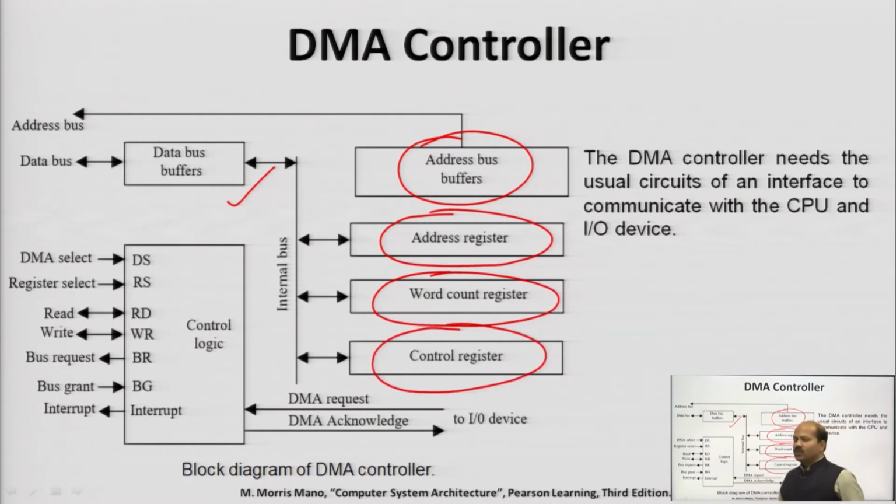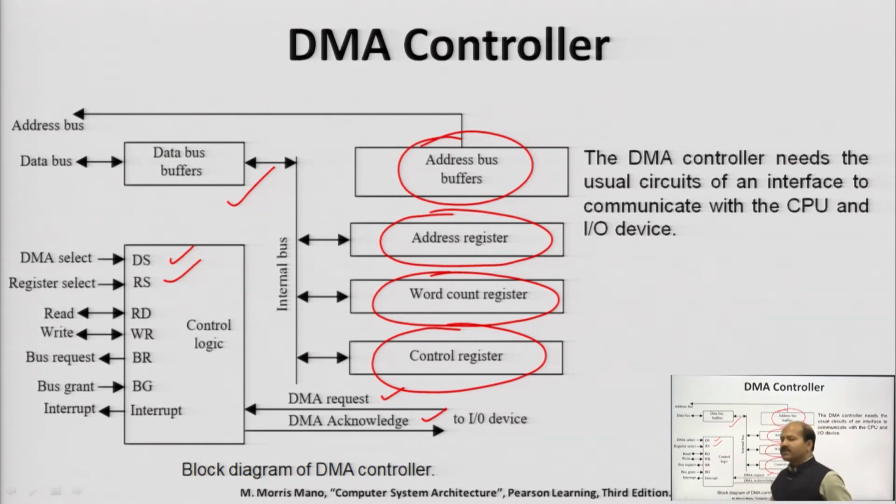And this is the control register, used to store various control signals like read operation, write operation, status flag, etc. So, the control register is used to hold that type of signals. When the DMA is communicating with the IO device, two signals are used: DMA request and DMA acknowledge. Suppose the IO device wants to communicate with the DMA controller. In that case, the DMA request signal is issued by the IO device, and corresponding to that signal, the DMA acknowledgement signal is issued by the DMA controller. Now, you can see in this block diagram of control logic the DMA select signal, RS register select signal, read, write, bus request, BG and interrupt.